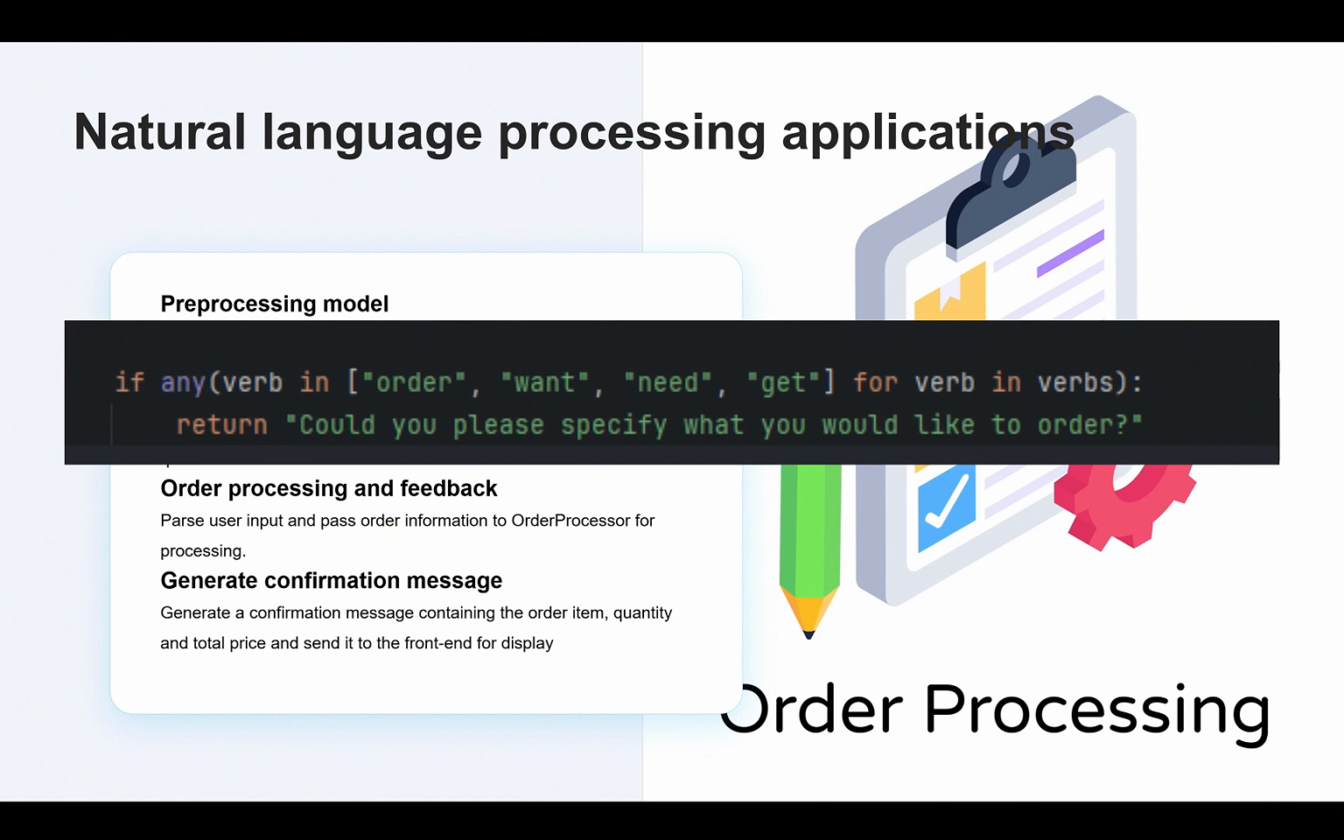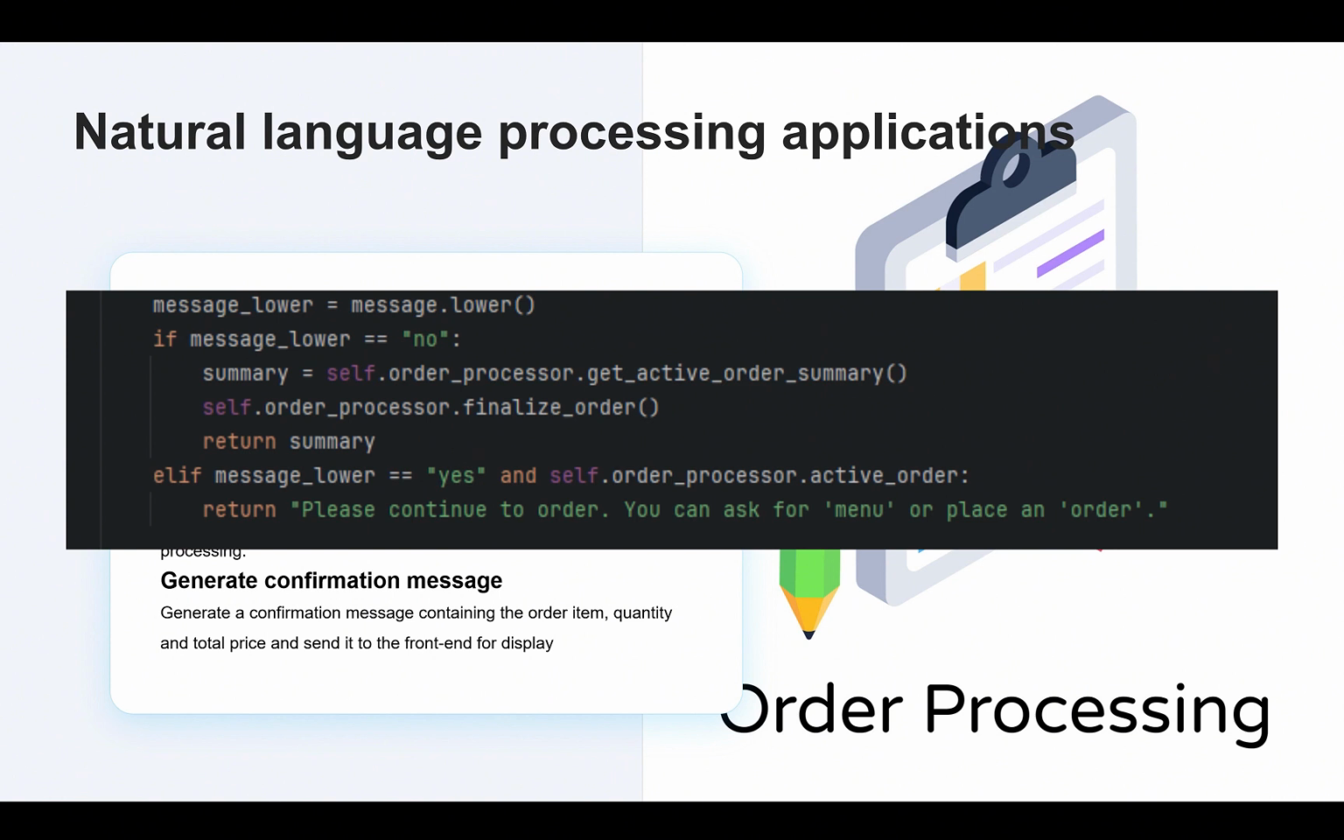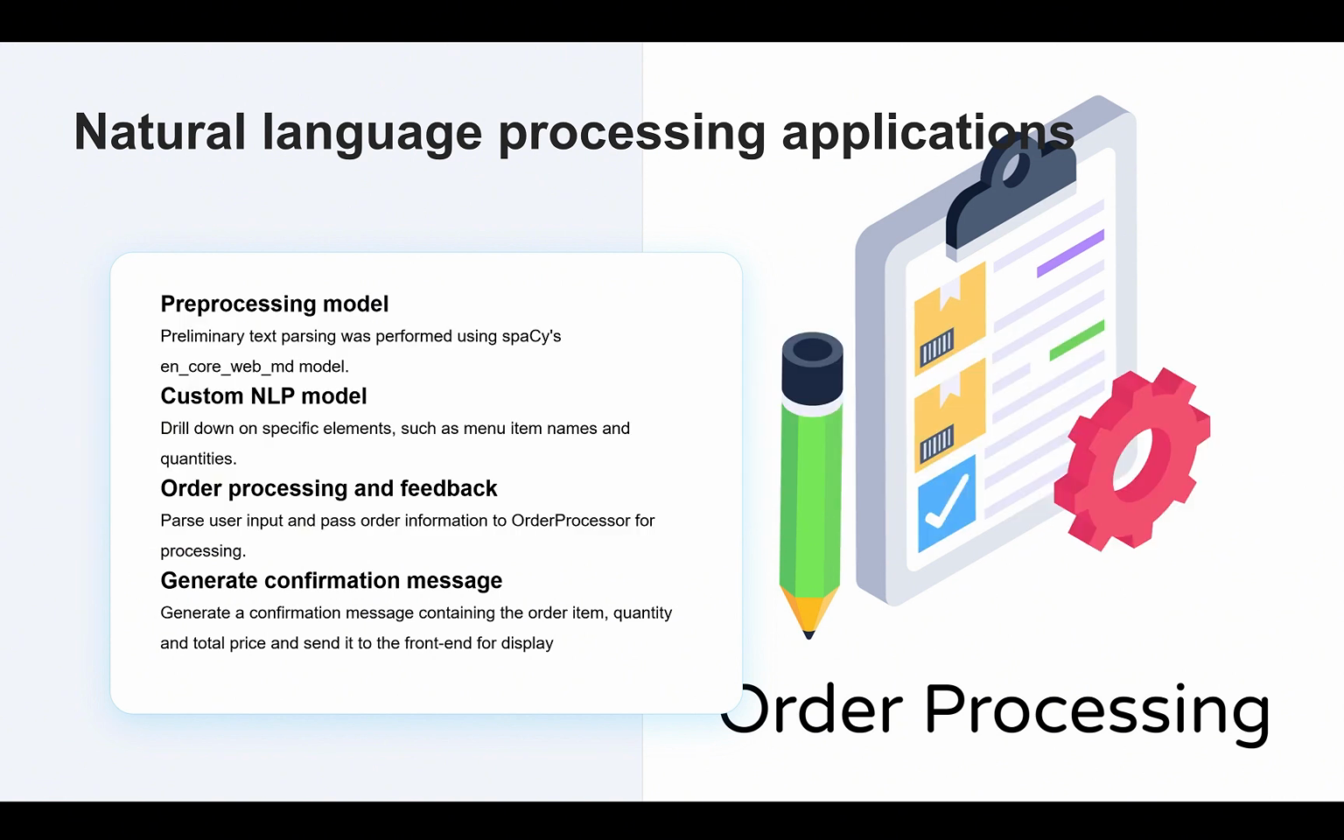After parsing the user input, the identified order information is passed to the order processor. Here, the system handles adding line items and calculating the total price. After processing, the chatbot generates an order information message containing all order items, quantity, and total price, and sends this information back to the front-end display through the server.